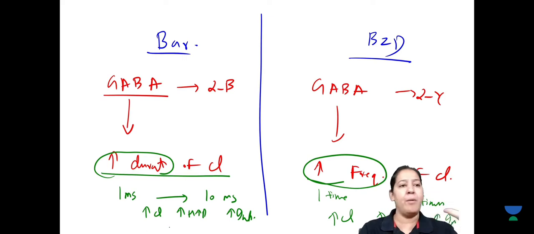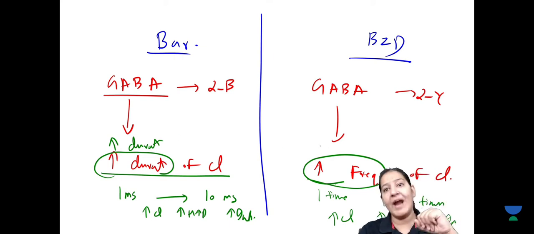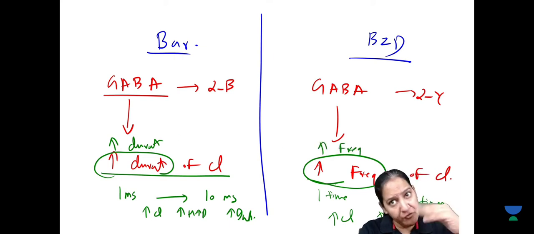Ultimately, chloride is more in both cases. But here the chloride is more due to the increased duration of opening of the chloride channel. Here the chloride is more because of the increased frequency of opening of the chloride channel.